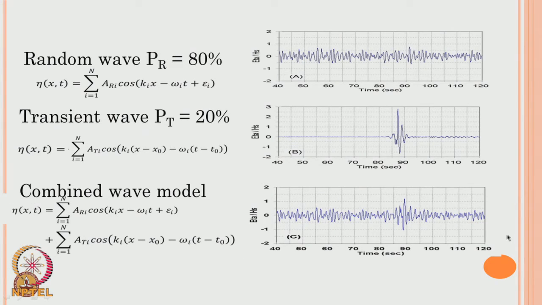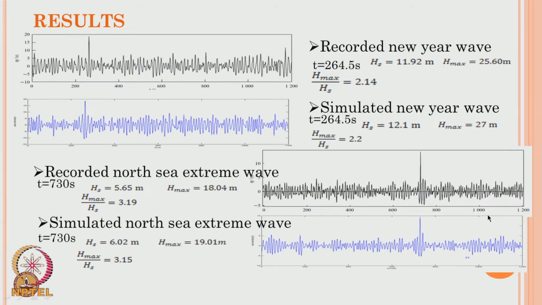In this sea surface elevation, at a chosen time, one can very clearly see a distinctly high and extreme wave in the given simulated series of waves. So, let us compare the simulated wave with the recorded wave. The New Year wave was recorded at time 264.5 seconds with significant wave height 11.92 meters, maximum wave height 25.6 meters, and therefore the ratio becomes 2.14.